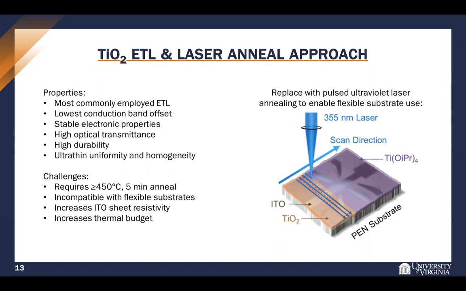So there's an interest in replacing this with a pulsed ultraviolet laser annealing method, which will allow for the use of flexible substrates. So the plan with this one was to use a polyethylene naphthalate substrate. It's a flexible plastic. It's coated with an indium tin oxide anode that's been patterned for the device. And then a titanium precursor is deposited onto the substrate, and the laser is raster scanned over the surface to convert the film to TiO2.